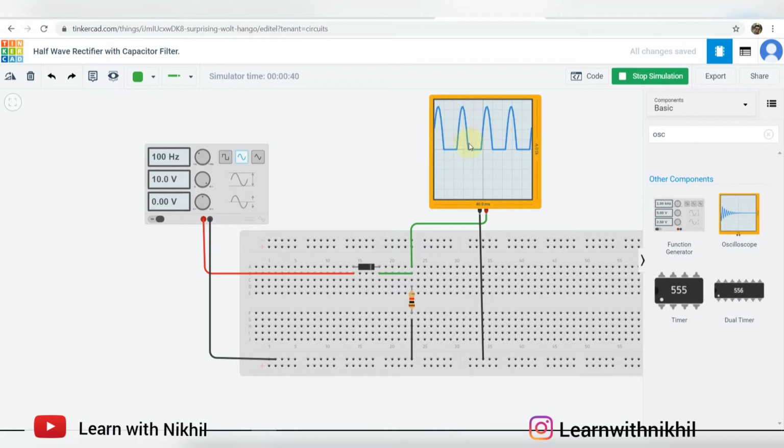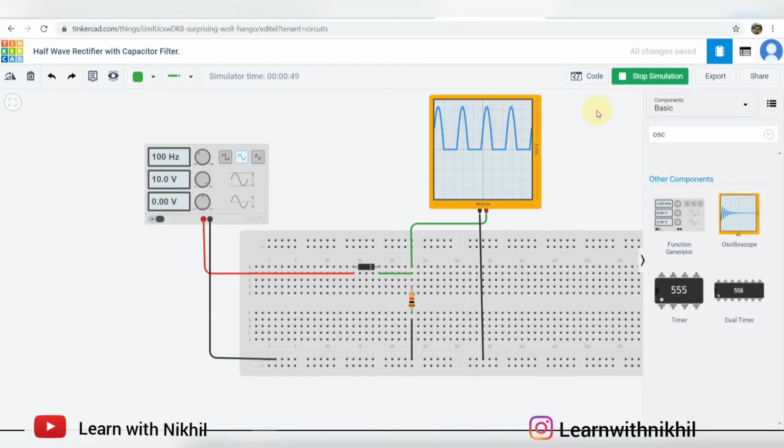So this is the positive supply. The diode is conducting in forward bias in the positive supply, and during the negative cycle it is reverse biased. So the diode is not conducting, so it gives a straight line. The diode only conducts in the positive half cycle. So in a half wave rectifier you get the output like this.